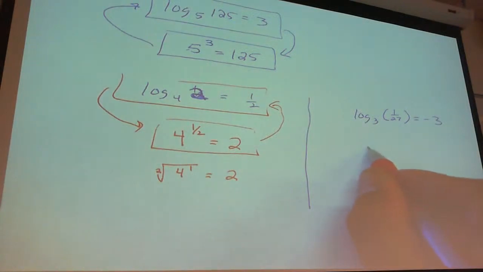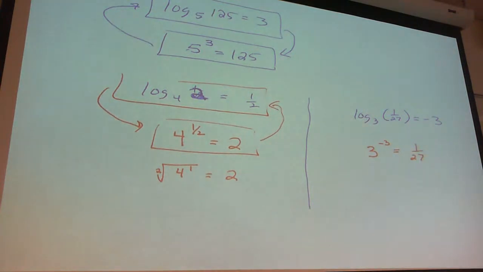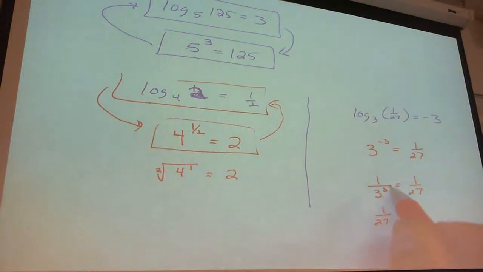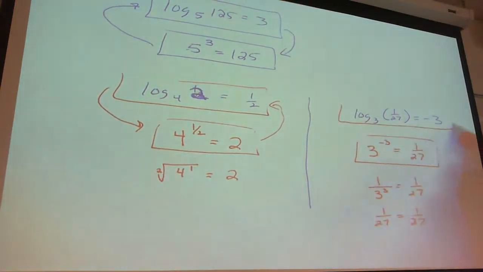What would the base be? Raised to the what equals what? Perfect. Stop there. Now, does 3 to the negative 3 equal 1/27? Why? How do you change negative 3 to a positive 3? Move it to the denominator. And then what's 3 times 3 times 3? Now again, let's make sure we're comfortable there. But 3 to the negative 3 equals 1/27.